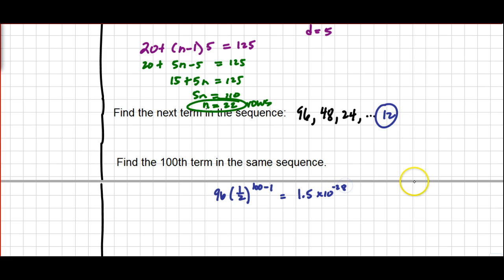And the way that it's written on your calculator is probably going to be 1.5 and then an E and then a negative 28. So when you see that type of an answer, don't run away from it. It doesn't mean your calculator is wrong. It just means that number is super small. So we're getting a number that's got 28 decimal places to the left, or 28 zeros to the left of the decimal place.